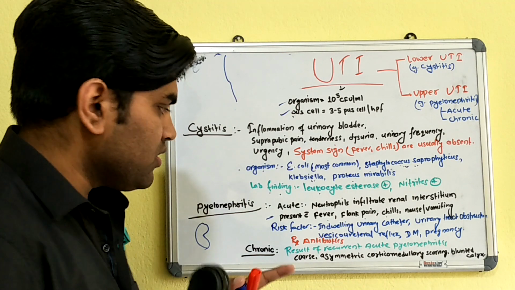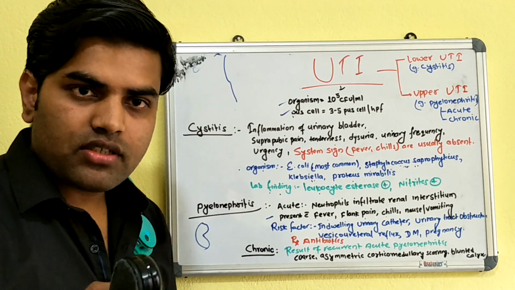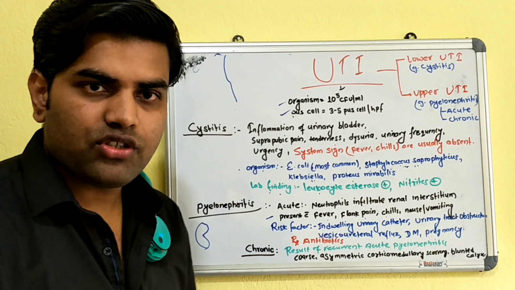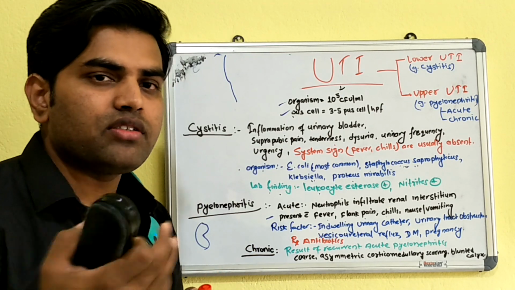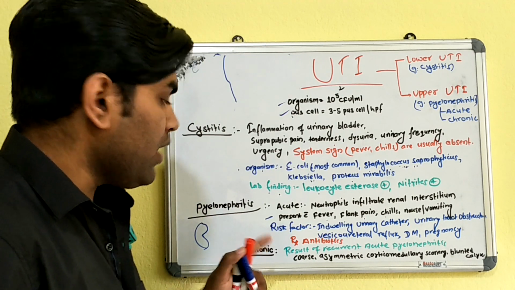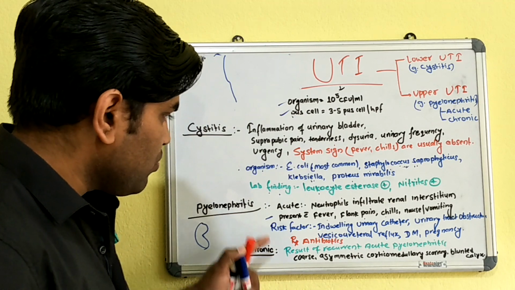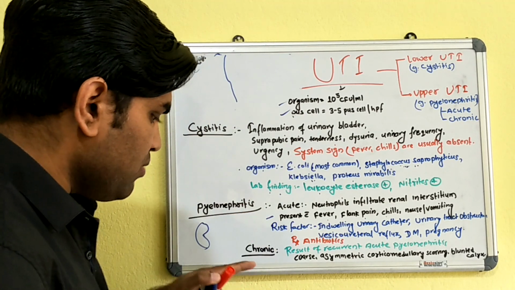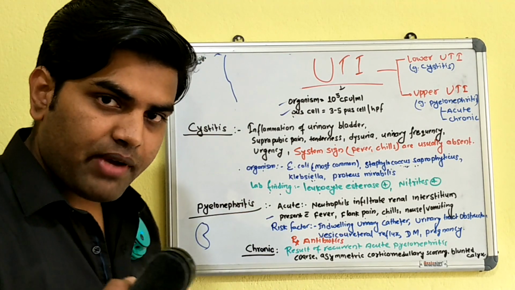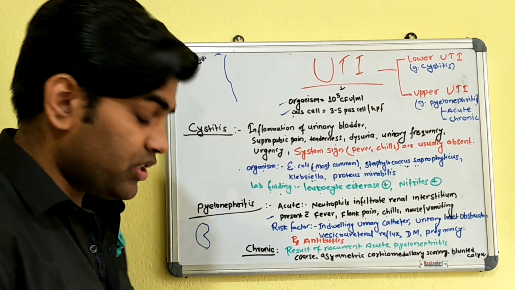So you should remember this. In chronic pyelonephritis, you will find eosinophilic casts in the shape of thyroid tissue, which is known as thyroidization of the kidney. That is chronic pyelonephritis. Treatment is the same: antibiotics first and removal of the risk factor. If there is a stone, then surgical removal of the stone is also necessary.